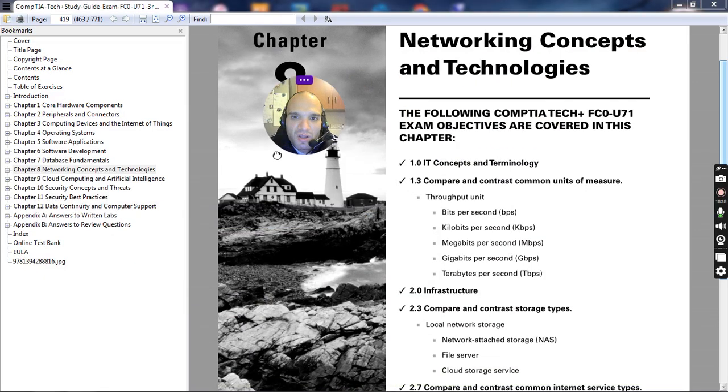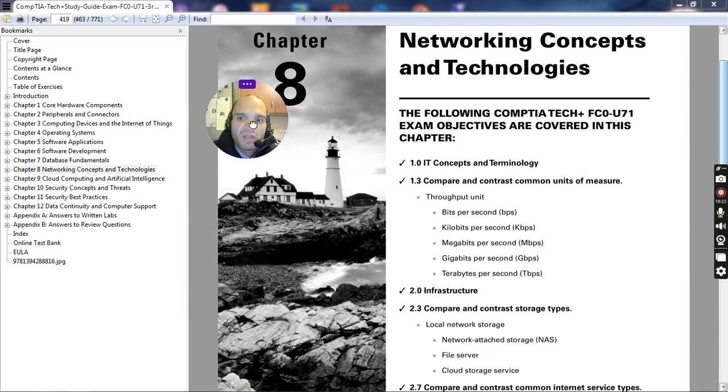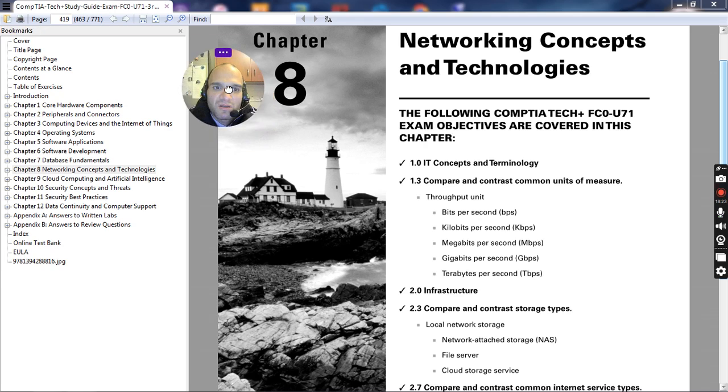And the following CompTIA Tech Plus FC0-U71 exam objectives are covered in this chapter. From objective 1, IT concepts and terminology, we have sub-objective 1.3, compare and contrast common units of measure.